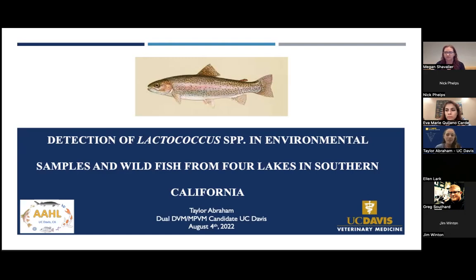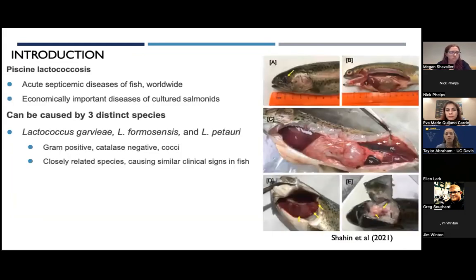Thanks for the introduction. So as she said, my name's Taylor, and I've been working with Dr. Soto in his lab for the last couple of years, looking at Lactococcus in environmental samples and wild fish from lakes in Southern California. So to start us off, I'll be talking about the disease we've been looking at, and this is piscine lactococcosis. This is a bacterial disease that affects freshwater and marine fish and has been found all around the world. Historically, it's devastated trout hatcheries and caused large economic losses when it is found in facilities.